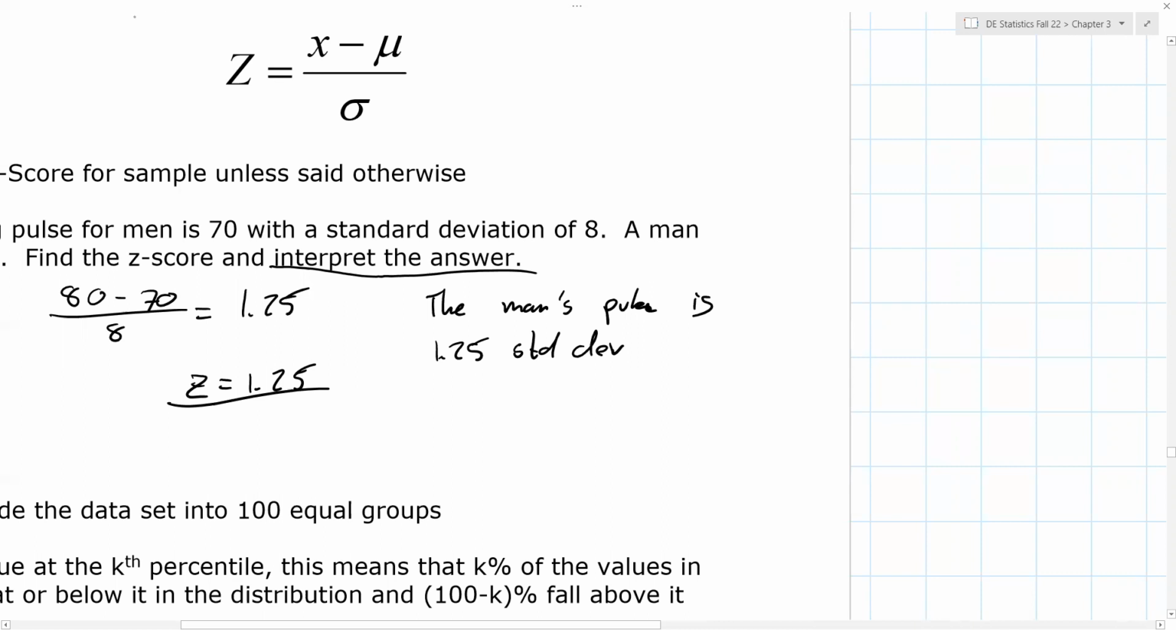So the two key pieces of information, first we have to say how many standard deviations it is away from the mean, which is that 1.25. So we're 1.25 standard deviations away from the mean. Now, are we above or below the mean? That is the second part. And so since it's a positive z-score, it is above the mean.